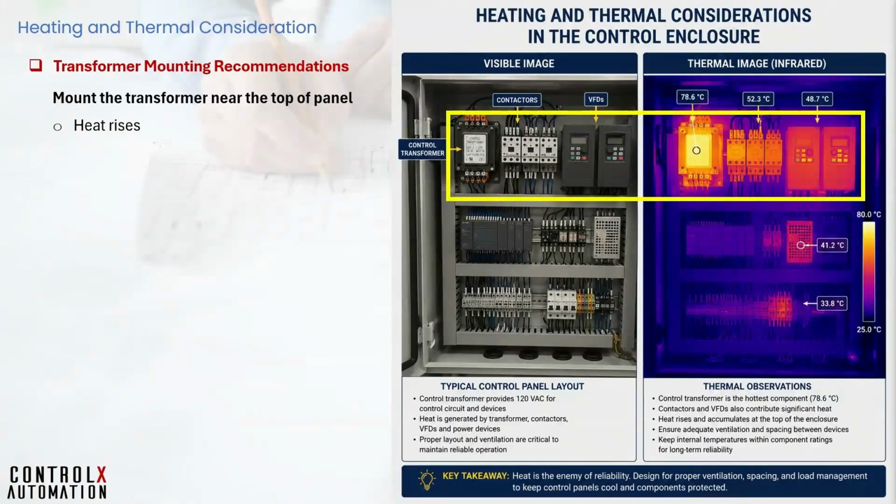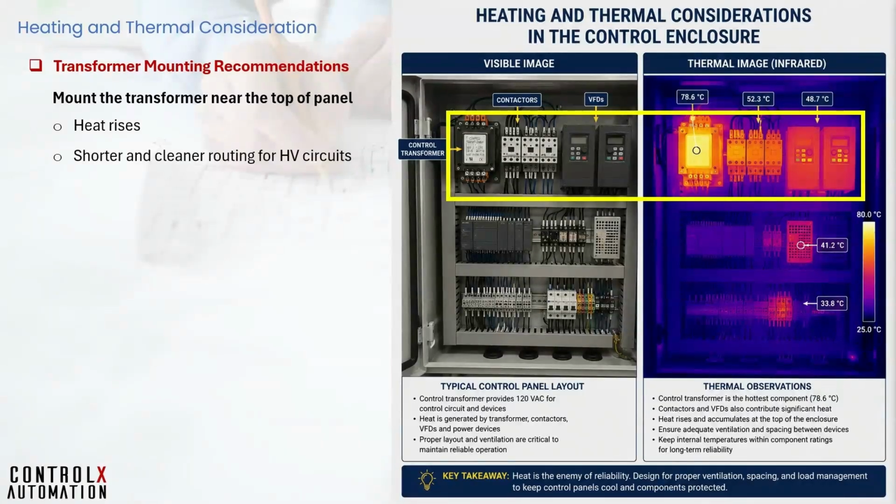Transformers in particular generate continuous heat from the copper and core losses. Since heat naturally rises, mounting the transformer at the top prevents that thermal plume from flowing over PLCs, HMIs, and safety devices down below. This improves component longevity and reduces thermal stresses on those electronic components.